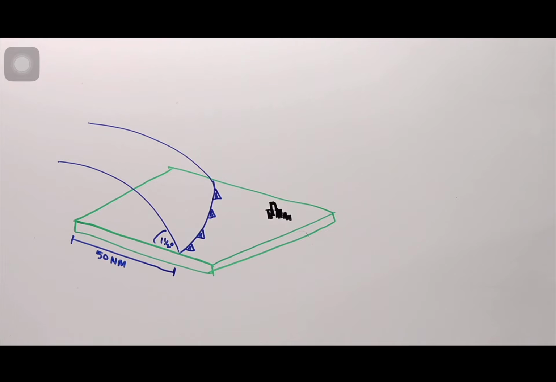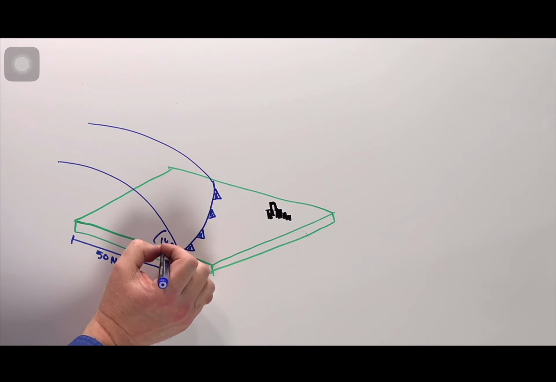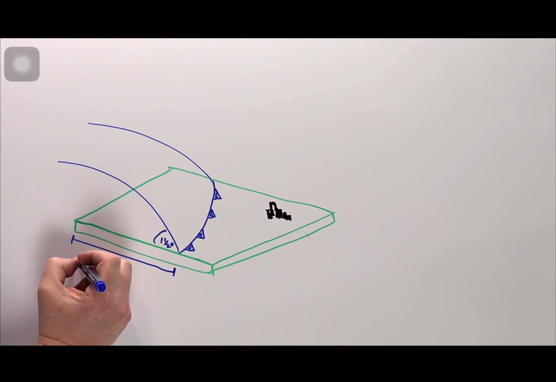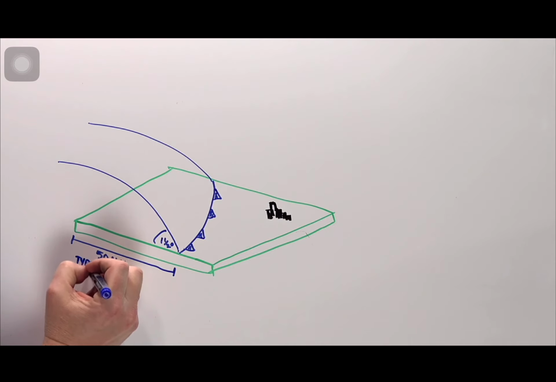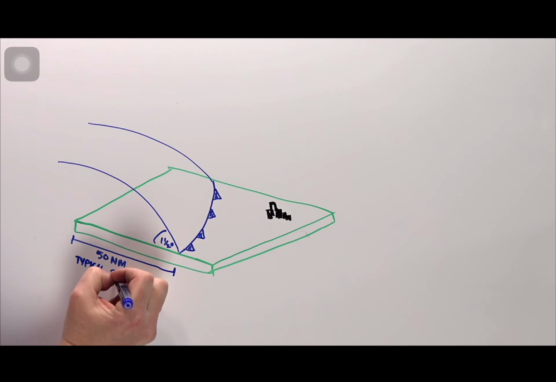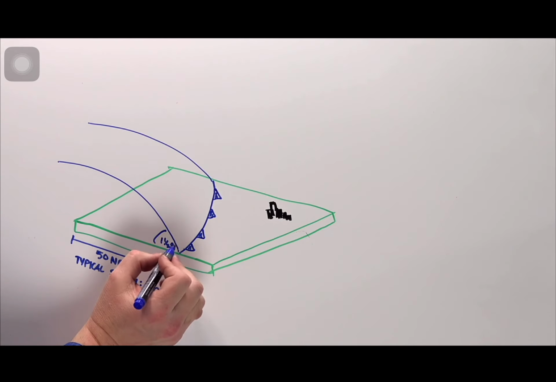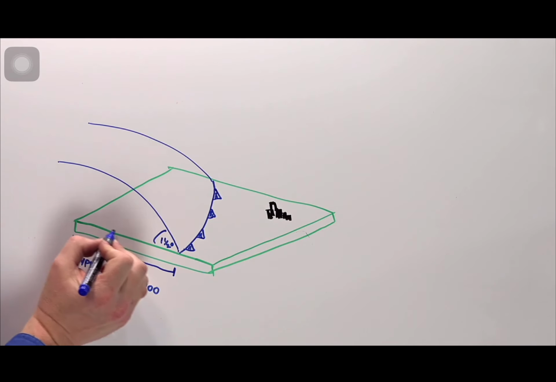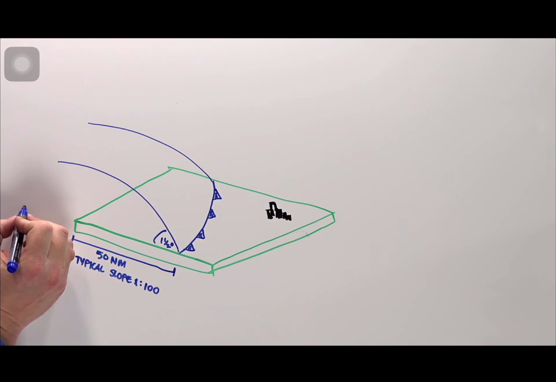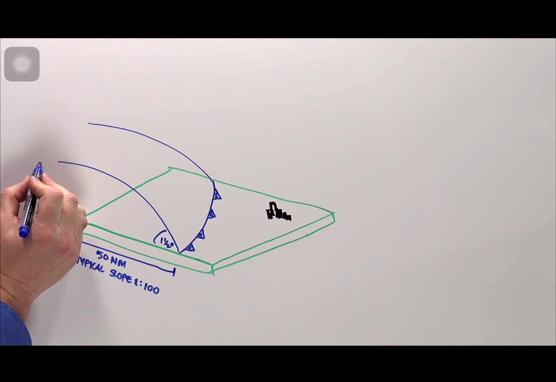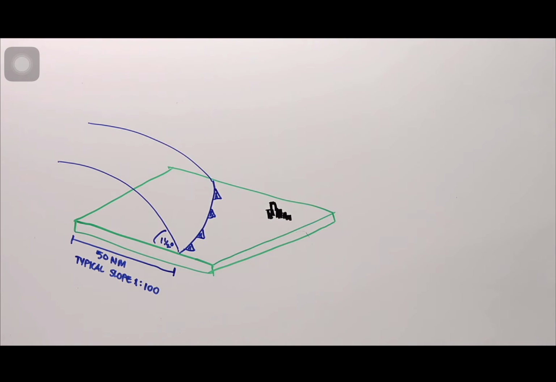Now, sometimes as well, you'll hear this published in a different way, instead of 1.5 degrees. Typical slope is about 1 to 100. So what that means is for every 100 miles I go in this direction, I'm going to have 1 mile of altitude.